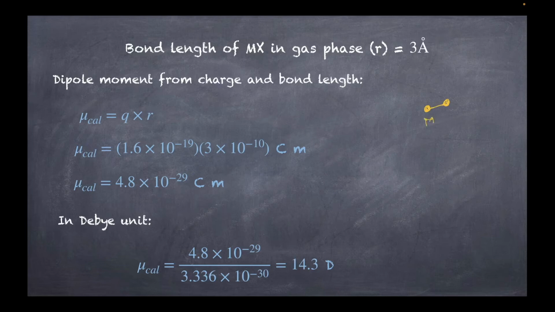Let's say this atom is M and this atom is X, and this is the MX compound. Now we have to find the ionic character of this bond. Ionic character means how this bond is polarized. So first we have to compute the dipole moment of this bond.